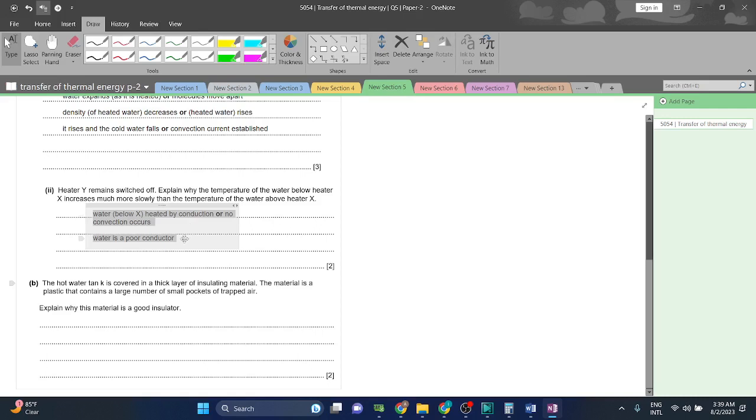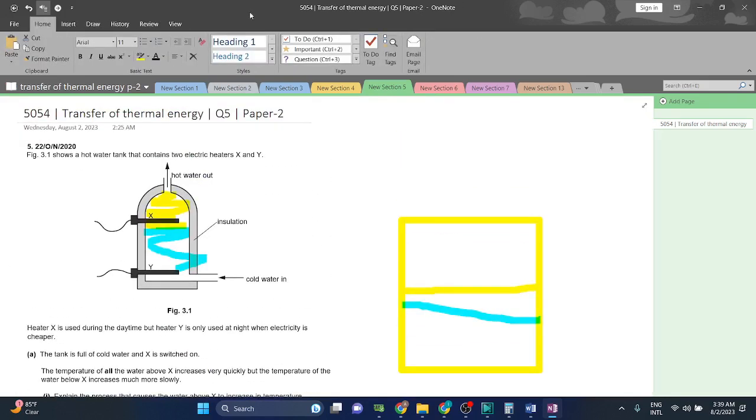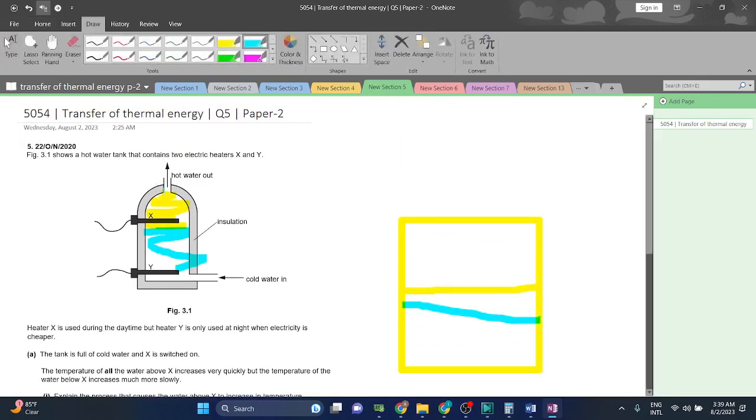The hot water tank is covered in a thick layer of insulating material. The material is a plastic that contains a large number of pockets of trapped air. Explain why this material is good for insulating. The material which covers the hot tank, this is actually the tank. This will be the plastic covering it. And inside it there are small pockets of air.